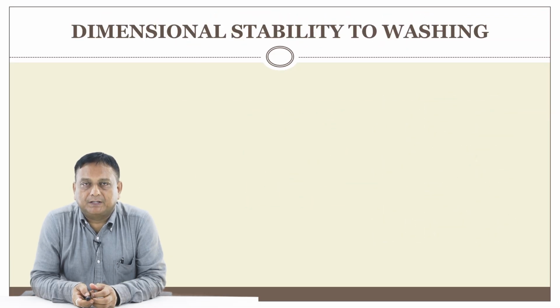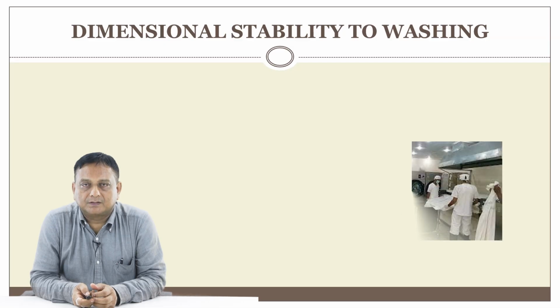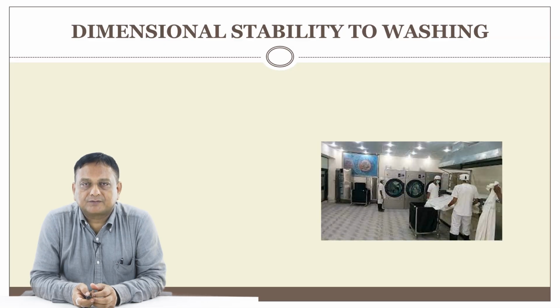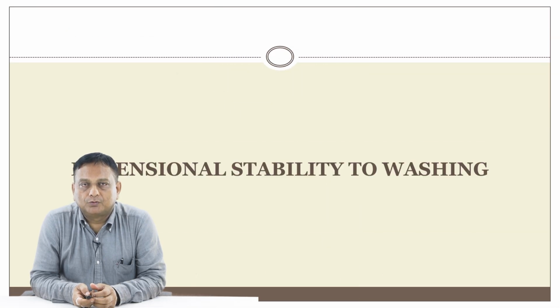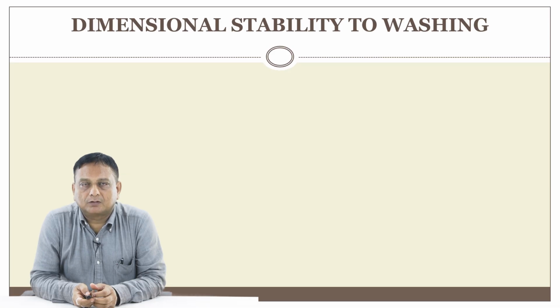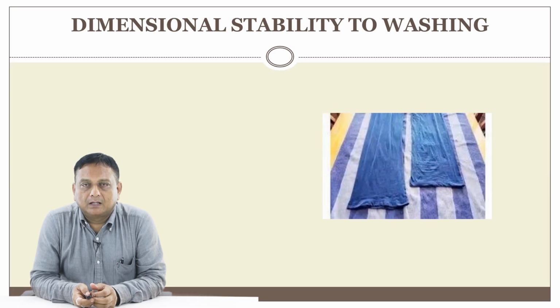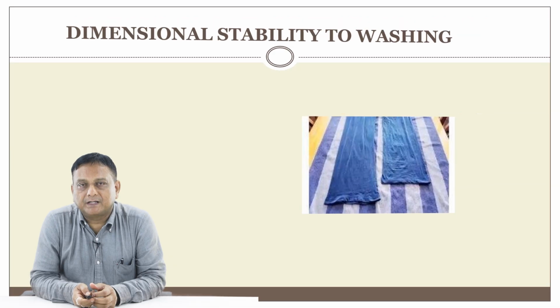Now dimensional stability to washing is the first test. This is a very important test in the industry, in the washing unit. The test conditions are the washing temperature, washing cycle, and drying method. Those are the important aspects of dimensional stability, which talks about the shrinkage or the growth. An example is shown here of what happens to a garment after washing and how the shrinkage has taken place.